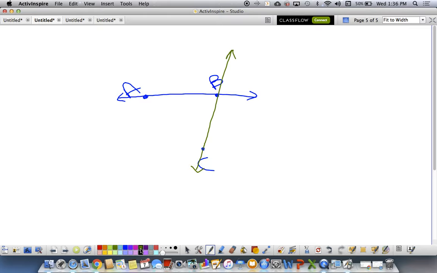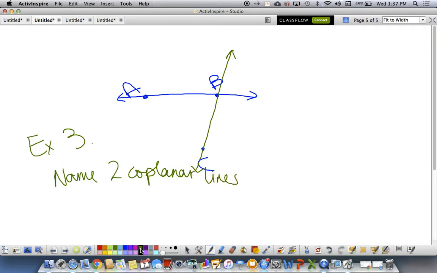In example 3, name two coplanar lines. And name two non-coplanar lines. In example 3. Do you have one or the other? Give me one or the other for right now.